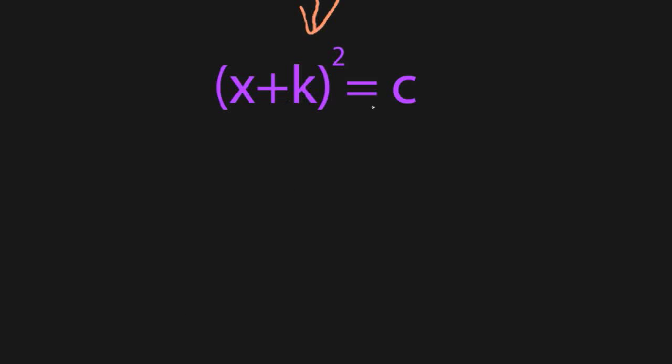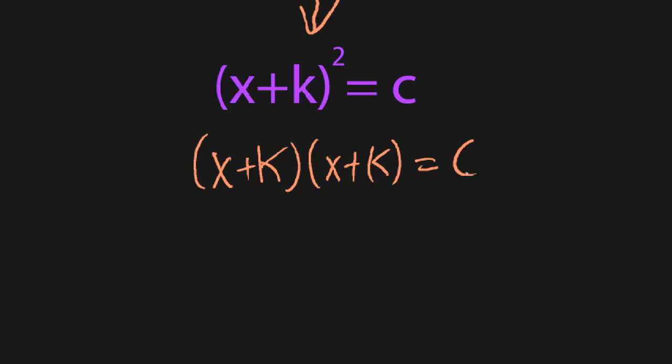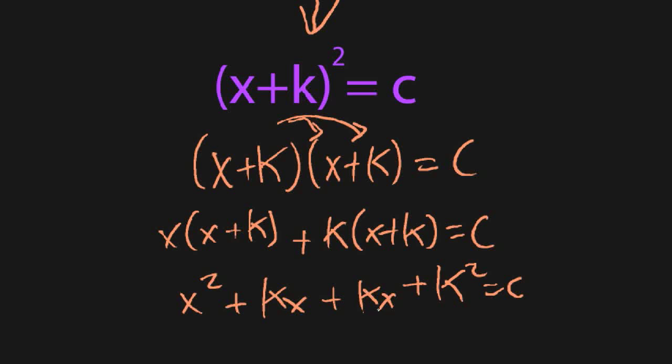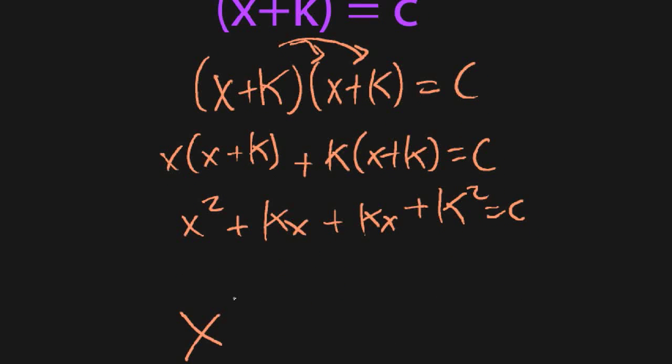So to make this look more difficult, I'm going to actually multiply out the x plus k squared. When you square a quantity, it's the same as squaring a number. You just multiply it by itself. So to do that, I'm going to distribute this x plus k first to the x and then to the k. So we have x times x plus k plus k times x plus k. And I'll continue multiplying this out. x squared plus kx plus kx plus k squared equals c. You see I'm just multiplying. Now I'm going to collect the like terms. And the final pattern is x squared plus 2kx plus k squared equals c.